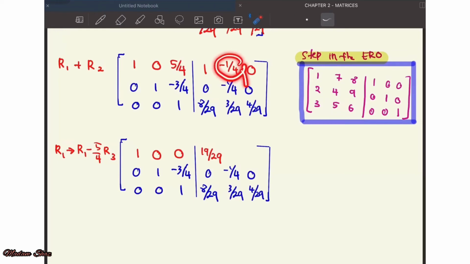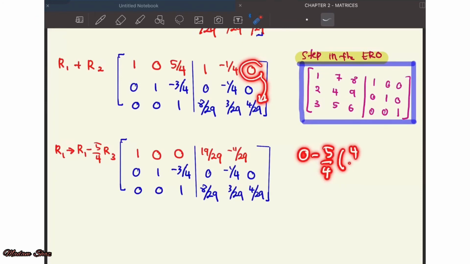Negative 1 over 4 minus 5 over 4 multiply 3 over 29, so this one will become negative 11 over 29. 0 minus 5 over 4 multiply 4 over 29 will become negative 5 over 29. Okay, so we have done step 8.